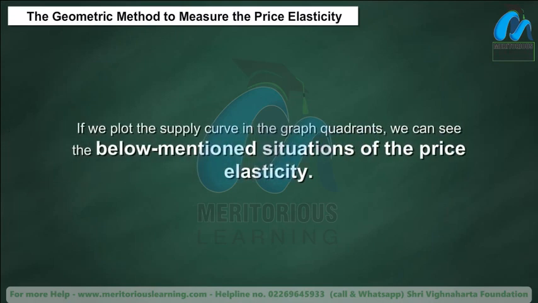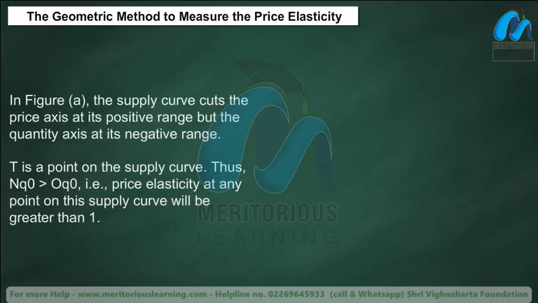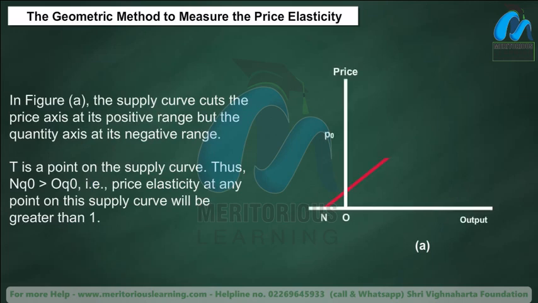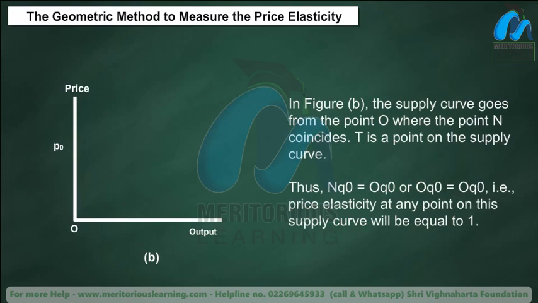If we plot the supply curve in the graph quadrants, we can see the below mentioned situations of the price elasticity. In figure A, the supply curve cuts the price axis at its positive range, but the quantity axis at its negative range. T is a point on the supply curve. Thus, NQ0 is greater than OQ0, that is, price elasticity at any point on this supply curve will be greater than 1. In figure B, this supply curve goes from point O where the point N coincides.